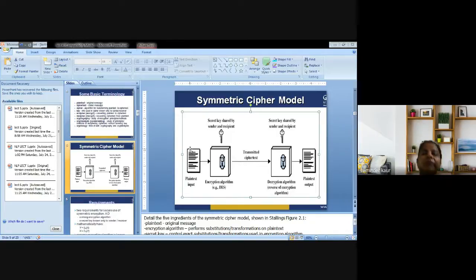There could be 16 rounds associated with the same. There is a secret key shared by the sender and recipient, and we are supposed to transmit the ciphertext. After transmitting the ciphertext, it can be decrypted by the shared key that is shared between the two parties, and the plain text is retrieved. So this is the basic model of the symmetric cipher. Have a look at the same. We will discuss each and every term one by one.